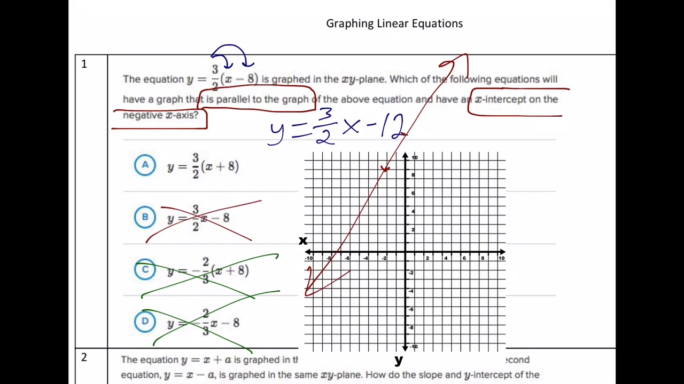Just to prove it to you, the graph for A would look something like this. Our intercept, when you distribute the 3 halves, is going to be 12. And we go down 3 left 2, draw our line. And you'll notice here, we cross the x-axis when it's negative. That's why A was correct.